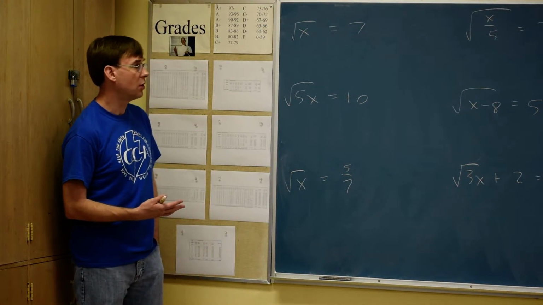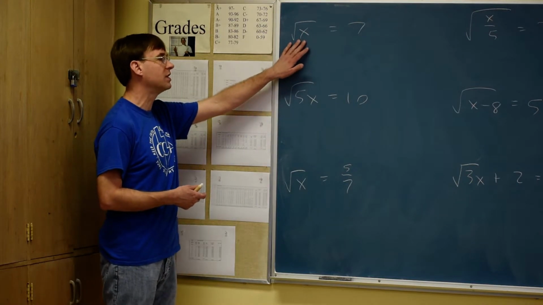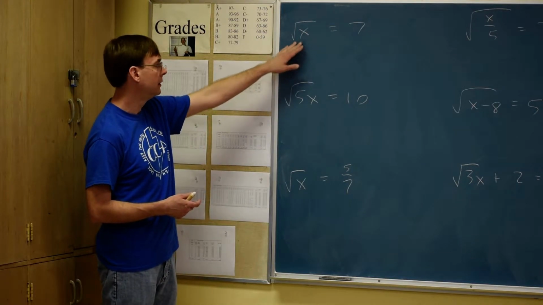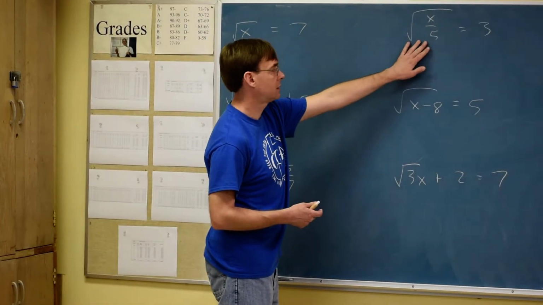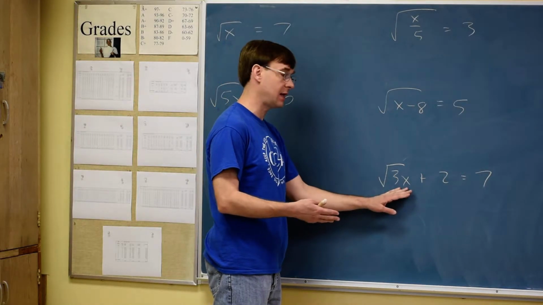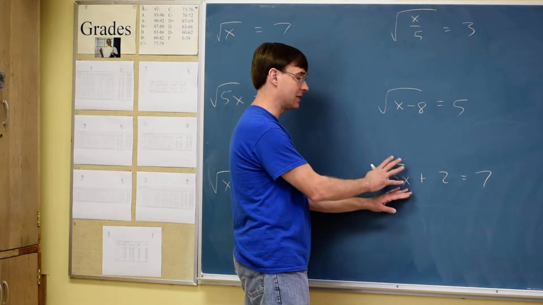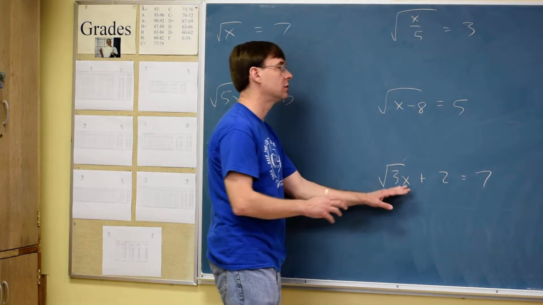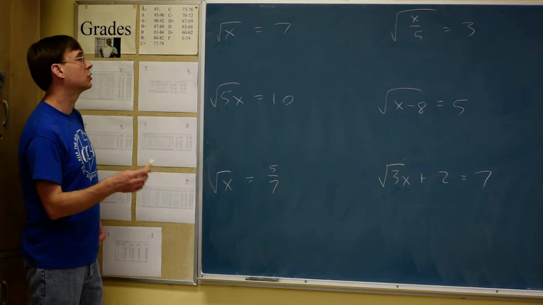So the first few start off a little bit easier because the radical's already alone. This is already alone on its side. So is this, so is this, so is this, so is this. This is the first one that we'll have to do that step, because this radical has numbers on its side. We'll have to get this alone before we do anything else. But for these, the radical already being alone, we just need to square.